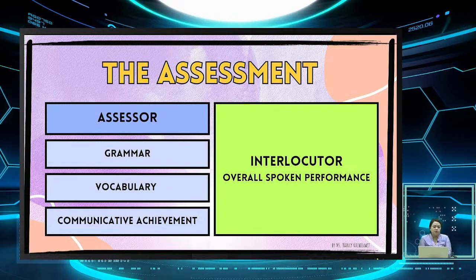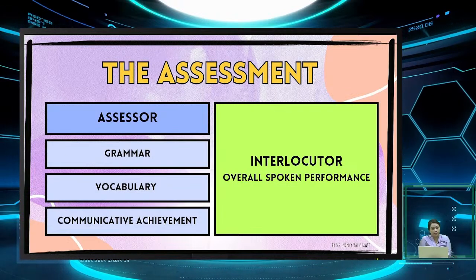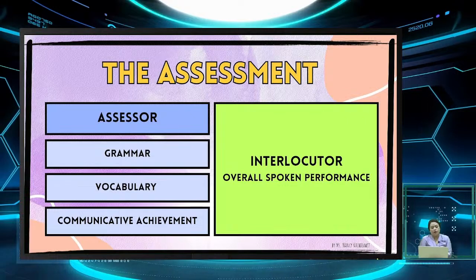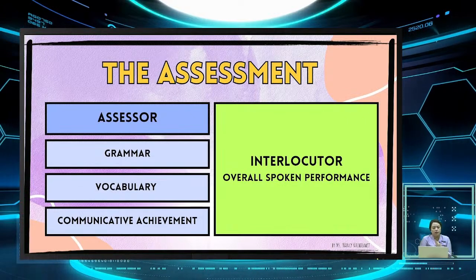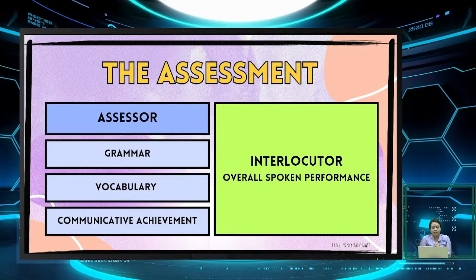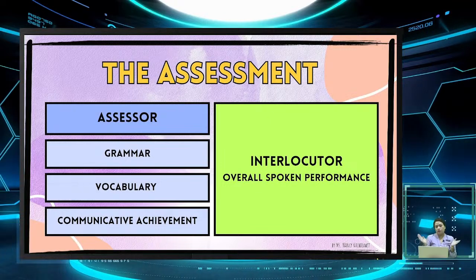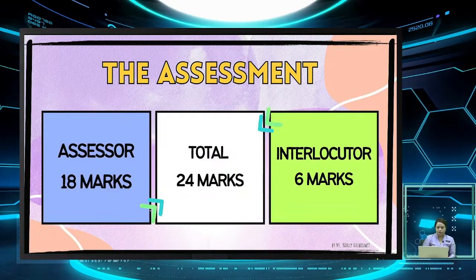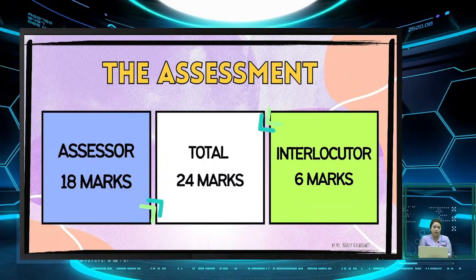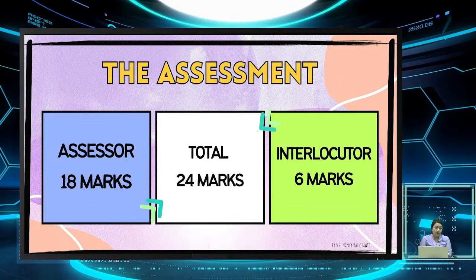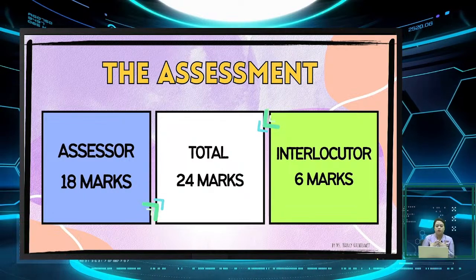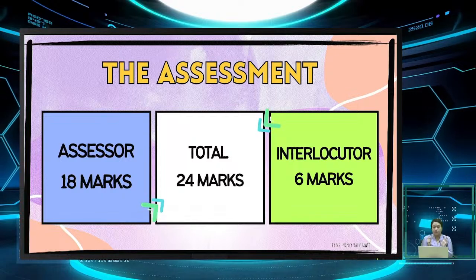Alright? So in terms of the assessment, the assessor will assess all candidates based on grammar, vocabulary, and also communicative achievement. As for the interlocutor, he or she will assess you overall spoken performance. Okay. For example, this one. So assessor, 18 marks, 6 marks for grammar, 6 for vocab, 6 for CA, communicative achievement, and the interlocutor 6 marks. Meaning your own English teacher will give you maximum 6 marks.